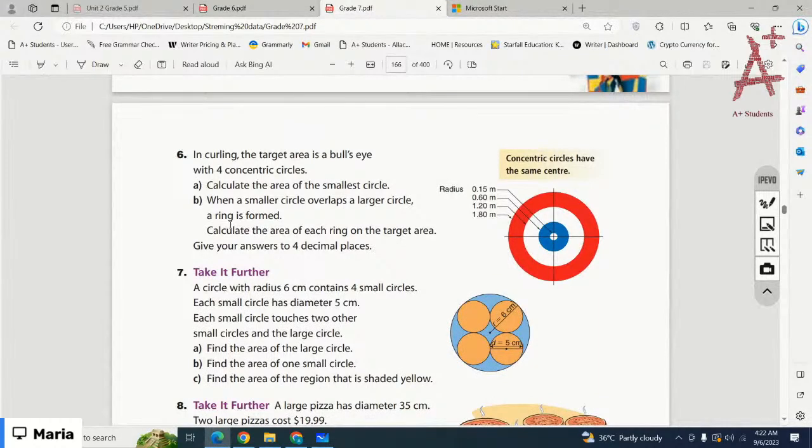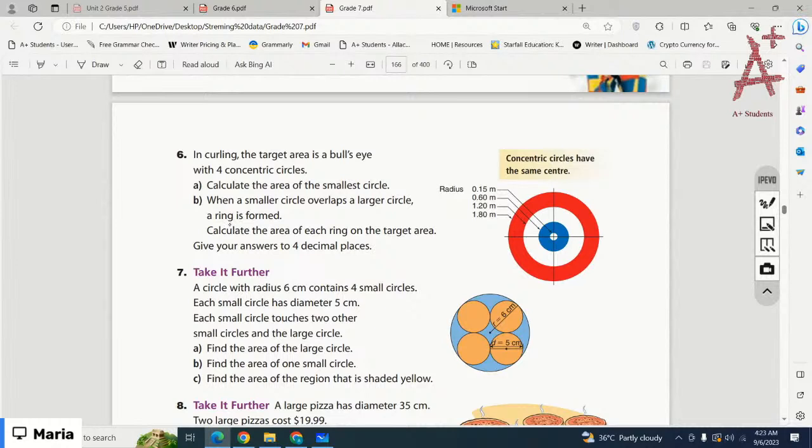We're done with the area of the smallest circle. When a smaller circle overlaps a larger circle, a ring is formed. Calculate the area of each ring in the target area. So basically we need to find the area of each circular ring. When we subtract the area of a smaller circle from the area of the larger circle, we get the area of a circular ring. You have to subtract the area of the smallest circle from the larger one.